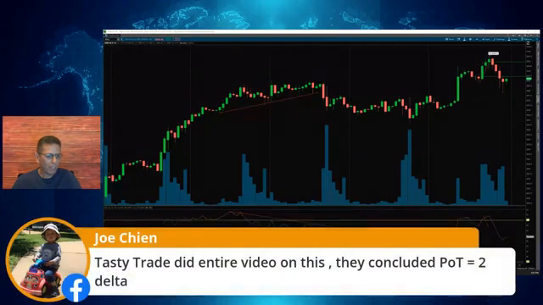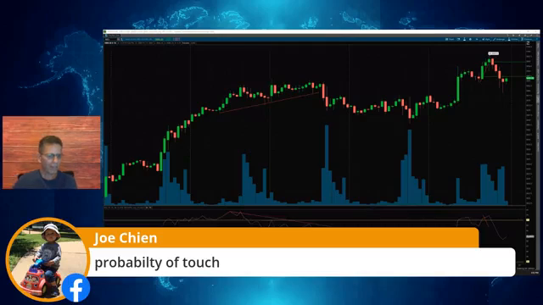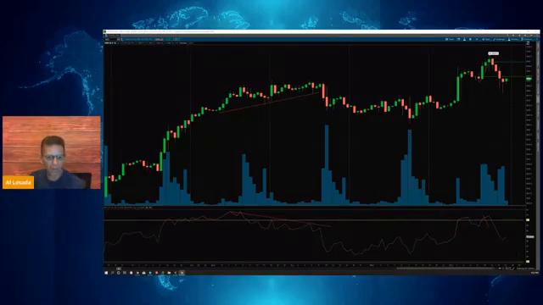Oh, this is a good one. DTE Trade did a study and concluded, what does POT mean? Equals 2 delta. Oh, probability. It's 2 delta, the probability. Interesting. Okay. No, I still don't understand what POT is. Probability of what? 2 delta. Yeah, I'm not sure what that means. Probability that it's going to be in the money equals 2. Probability of touch. Gotcha. Probability of touch equals 2 times delta. Did they say? Okay. Thanks, Joe.